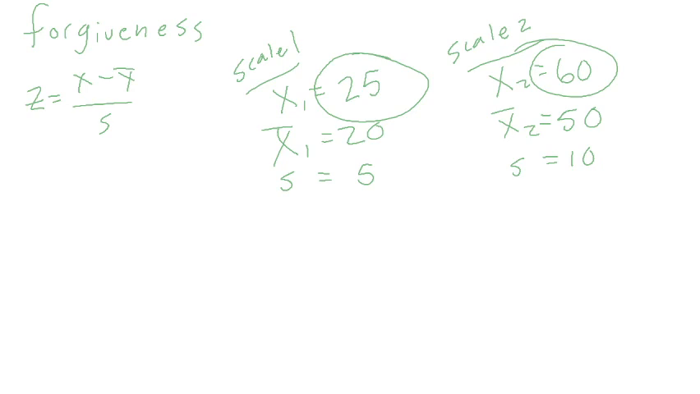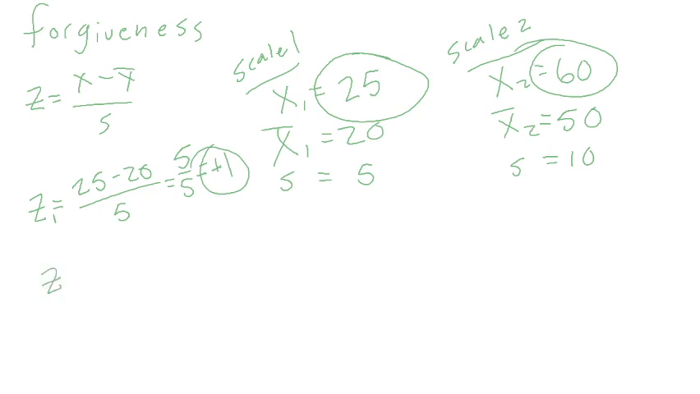Let's calculate a z-score for scale 1. I'll go ahead and just call it z1 here. So for z1, we take our score, get its deviation score by subtracting the mean, and we divide by the standard deviation. We get a difference of 5 over 5, which gives us a z-score of positive 1. Z-score equal to positive 1.